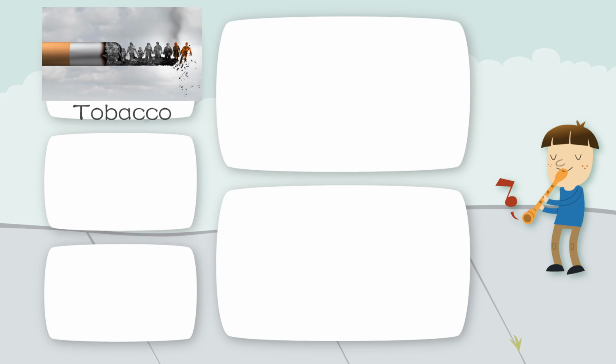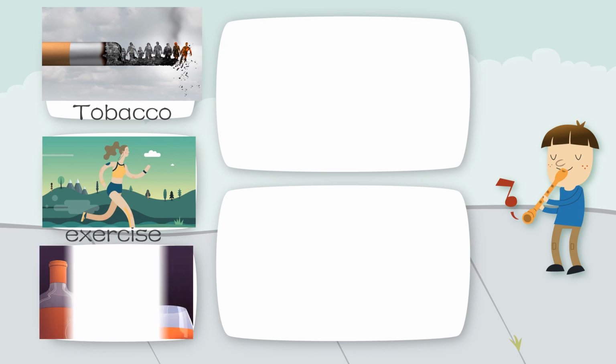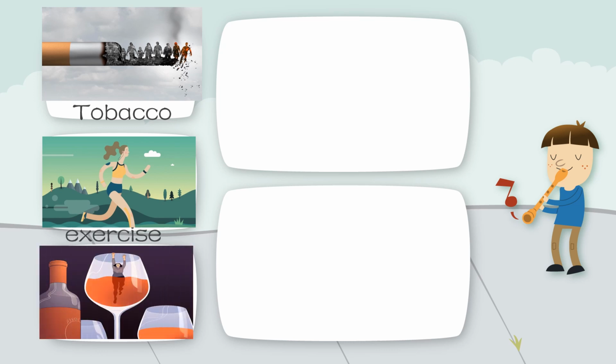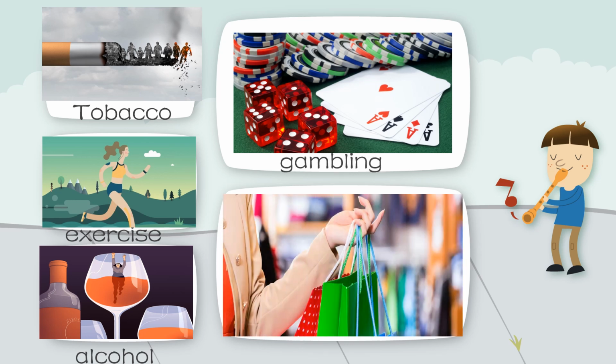And then tobacco addiction, we can see a woman is running, so it is exercise addiction. And then we can see a wine cup, so it is alcohol addiction. And then we can see some poker cards, so it is gambling. Finally, we can see some shopping bags, so it is shopping addiction.